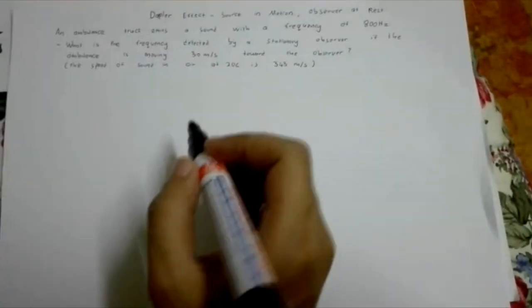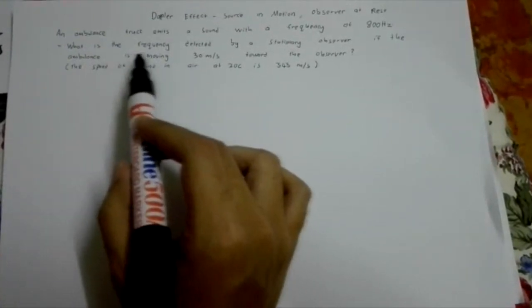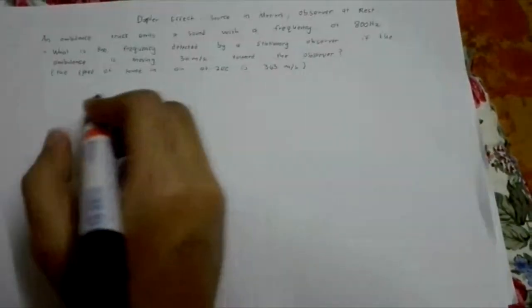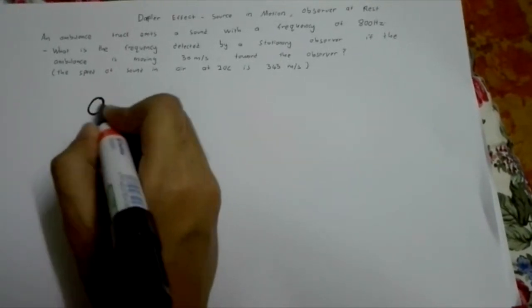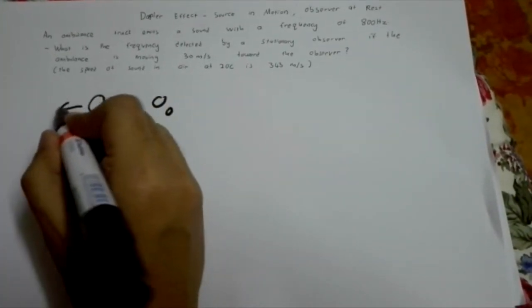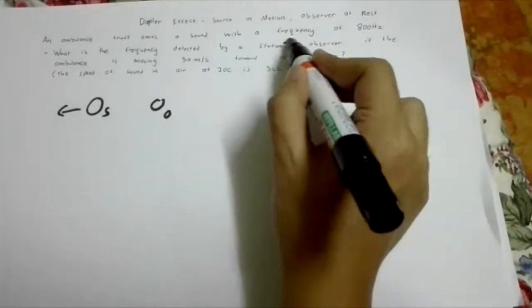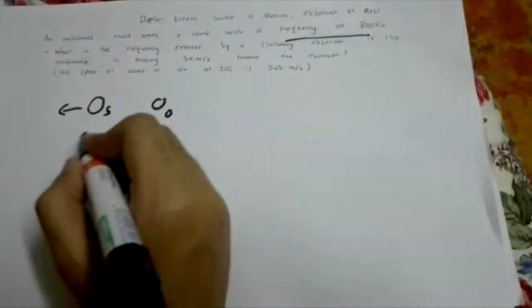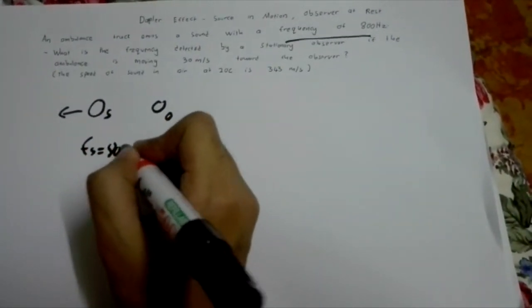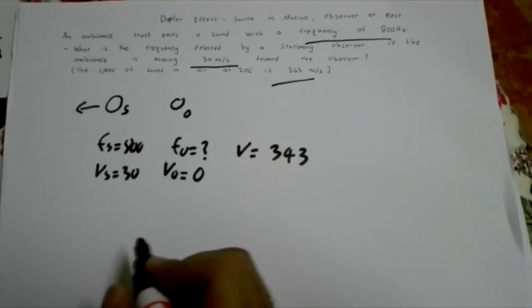Okay, let's do an example question. An ambulance transmits a sound with a frequency, moving at 3 meters per second. We have the source and we have the observer. The question asks about the source moving away. The frequency of the source is 800 Hz.